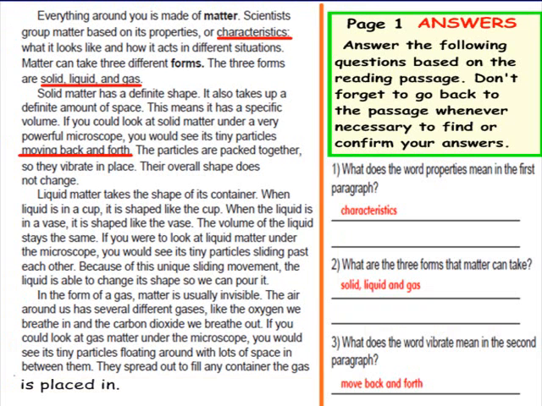Okay, here is what we have as answers. Question 1. What does the word properties mean in the first paragraph? Characteristics. Properties or characteristics. Question 2. What are the three forms that matter can take? Solid, liquid, and gas, as you see illustrated right here. Question number 3. What does the word vibrate mean in the second paragraph? Move back and forth. Moving back and forth. If your answers matched ours, that is truly terrific.